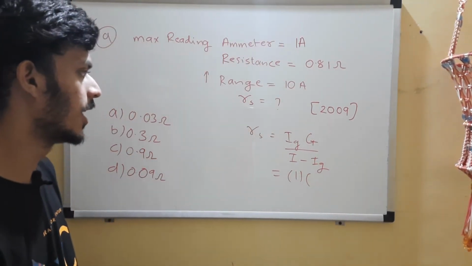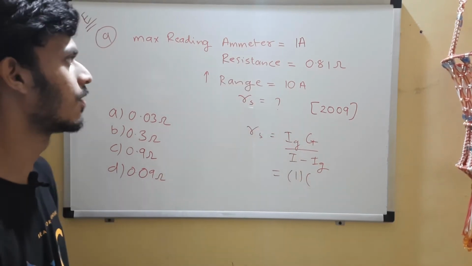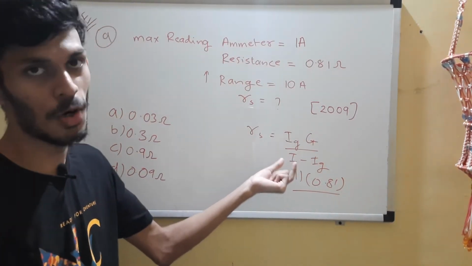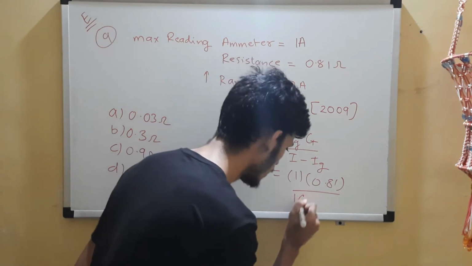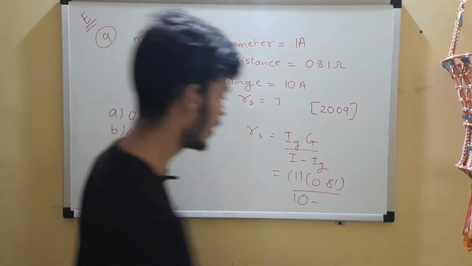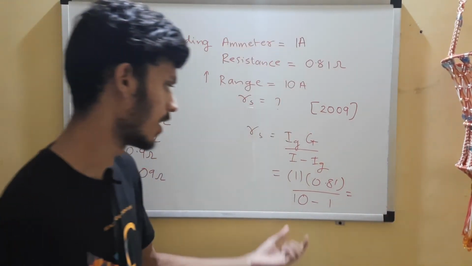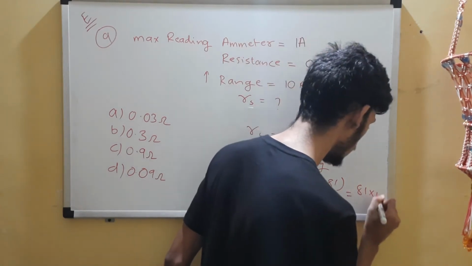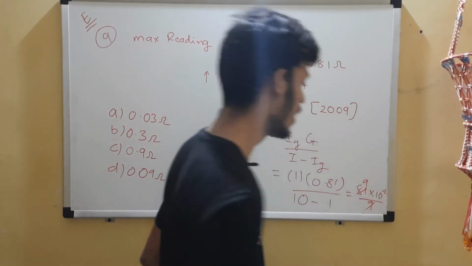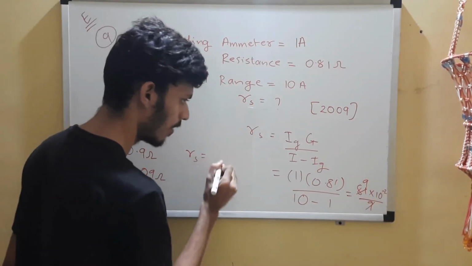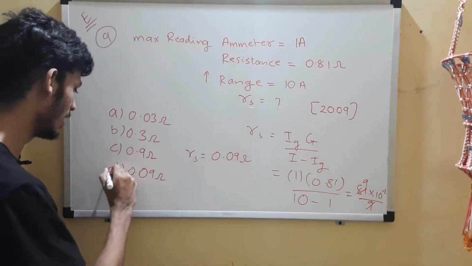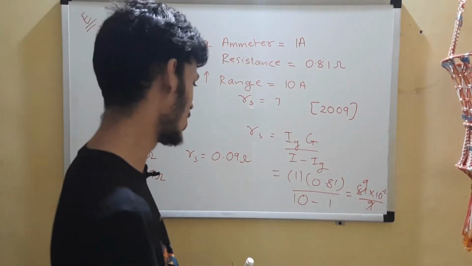Now, resistance of the galvanometer, here we'll use resistance of the ammeter, which is 0.81. I is the current that we want to measure, which is 10, minus the Ig. Ig is the maximum current that is measured by the ammeter, which is 1. So it will be 81 into 10 to the power minus 2 divided by 10 minus 1, which is 9. 9 nines are 81, and 9 into 10 to the power minus 2, which is 0.09 ohms. So option D, 0.09 ohms is the correct choice over here.